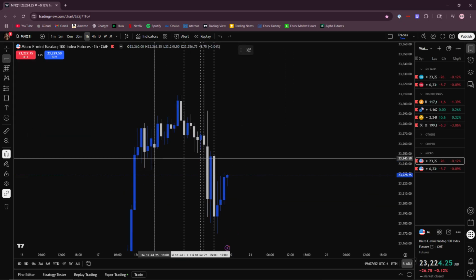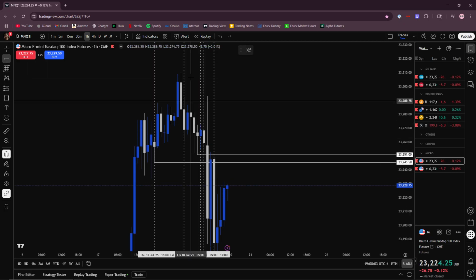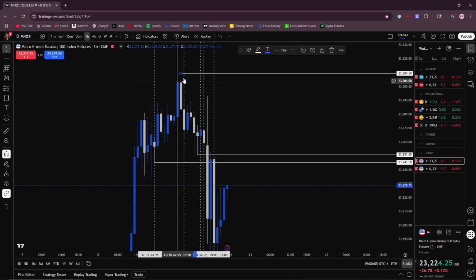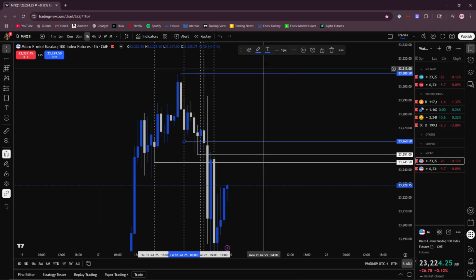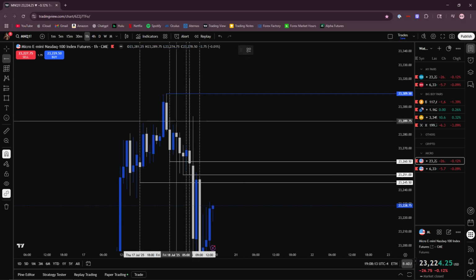Our sweeps were from Asian session lows here and London session lows down here. Right, 8:30. Okay. Asian session highs up here. And these were some sweeps that price was going to graph out.